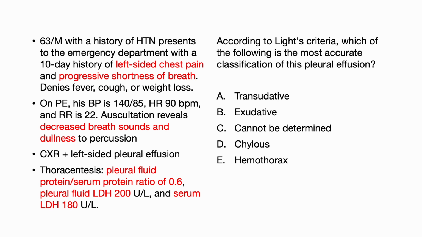In this patient's case, the pleural fluid protein over serum protein ratio is 0.6, which meets the first criteria for exudative effusion. Therefore, despite the pleural fluid LDH not exceeding the serum LDH or two-thirds the upper limit of normal, the effusion is classified as exudative. This classification suggests that the effusion is likely due to a local process affecting the pleura, such as infection, malignancy, or inflammation, rather than a systemic condition that typically leads to transudative effusions such as heart failure or cirrhosis.